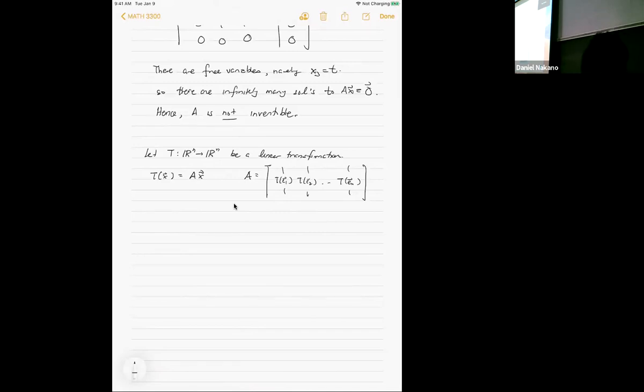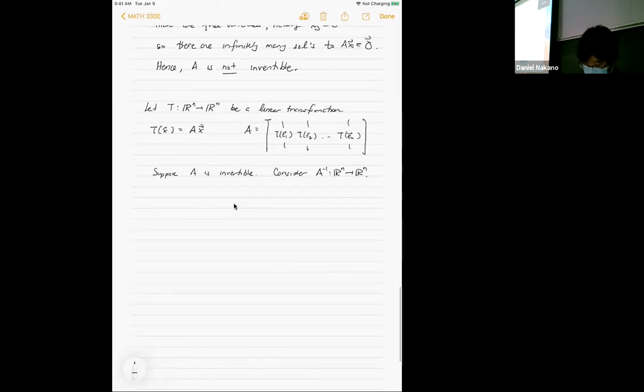Now suppose A is invertible. Then we can consider A inverse as a linear transformation from Rn to Rn. It's still an n by n matrix. And so I can define S of x to be equal to A inverse times x. So again, S is a linear transformation from Rn to Rn.